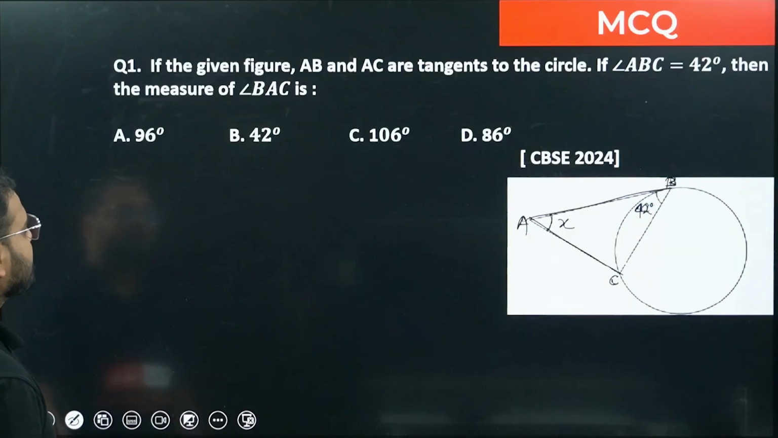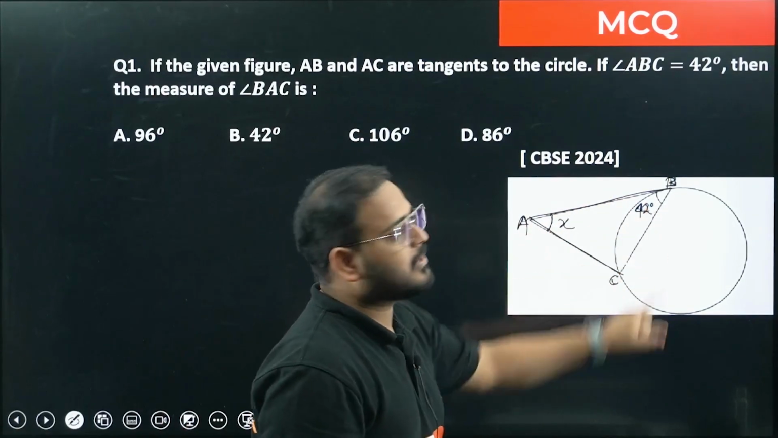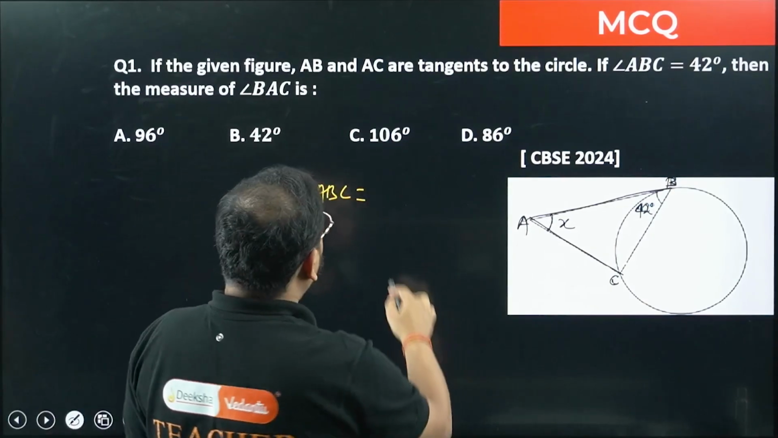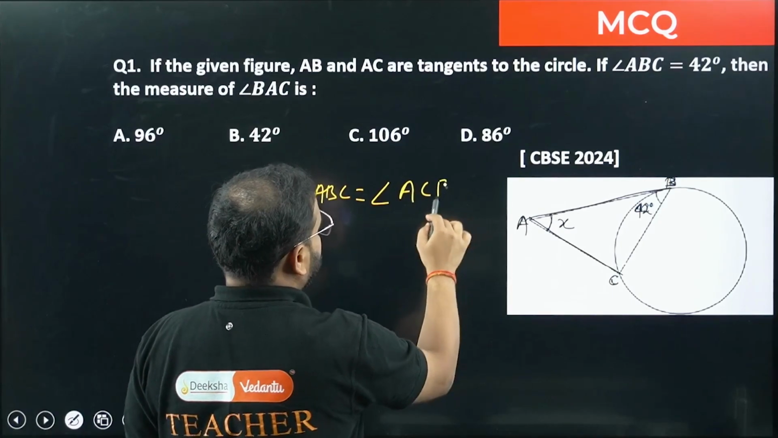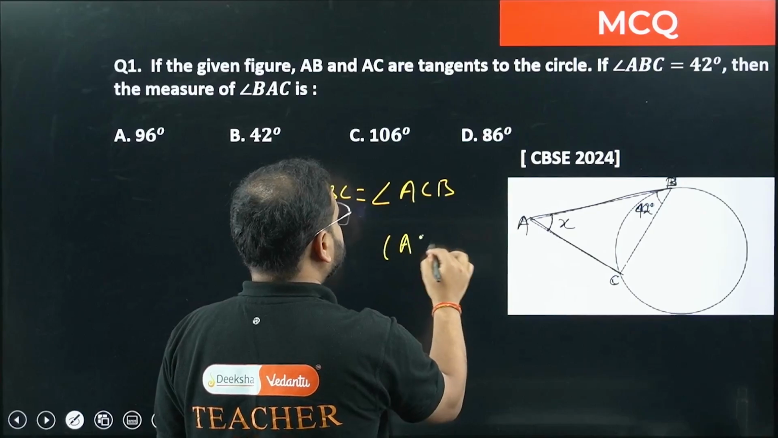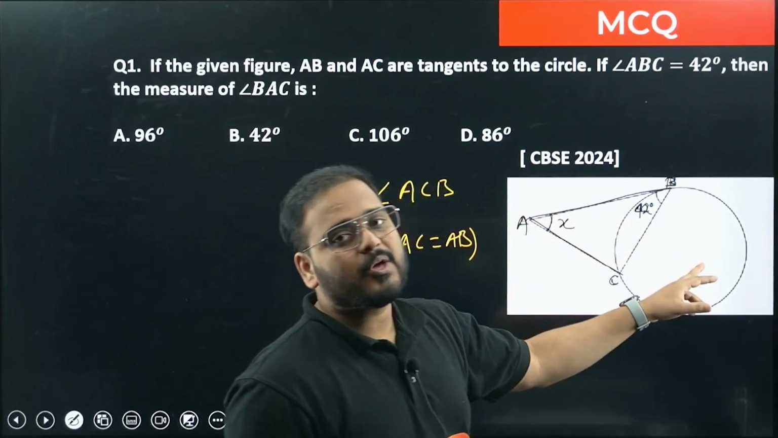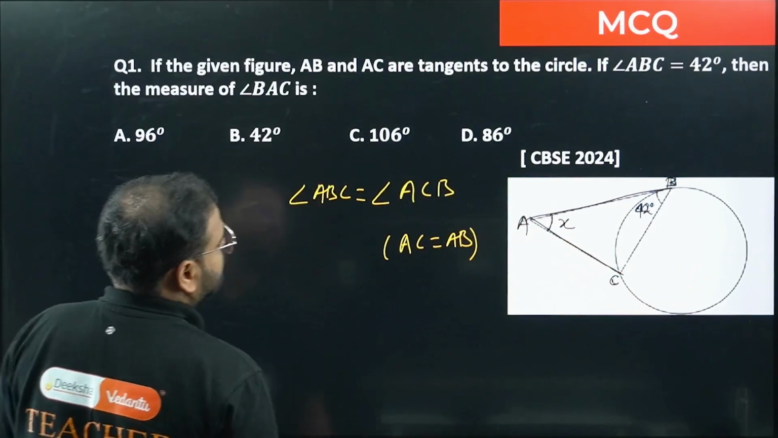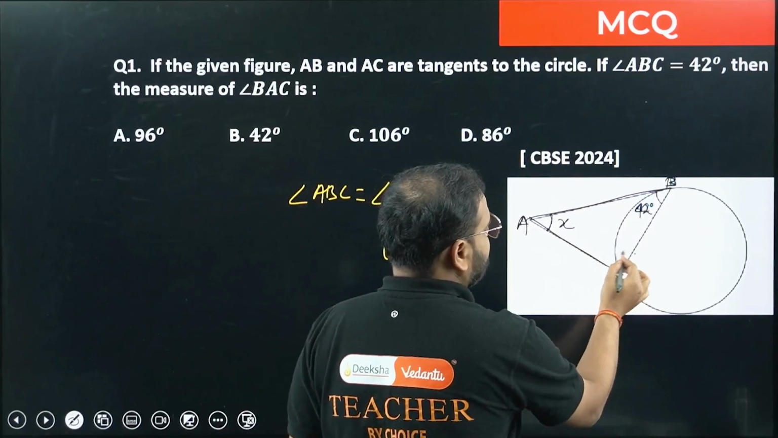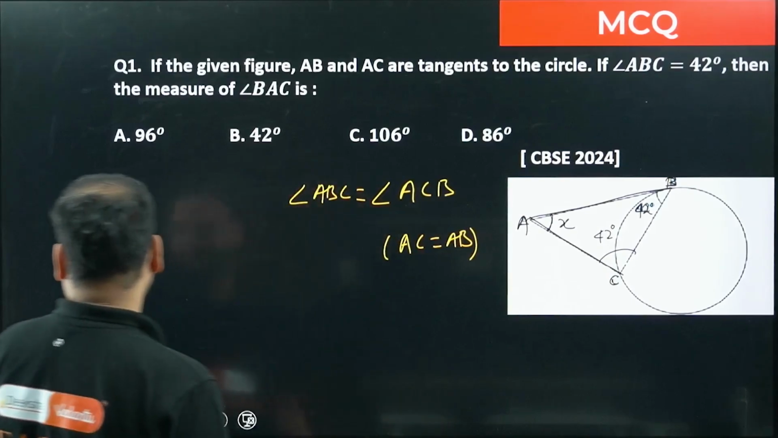So let's go back to the question. Same I'm going to use here. Same way, if you check here, angle ABC will be equal to what? Angle ACB, because AC equals AB. How come, sir? From an external point, tangents AC and AB will be equal, right? Great. So what is this value going to be? This value is going to be again 42 degrees. Is this clear?